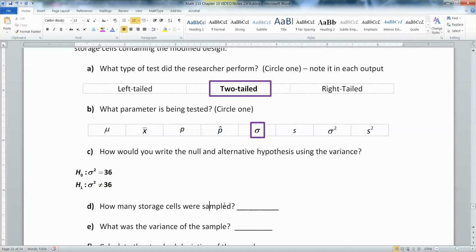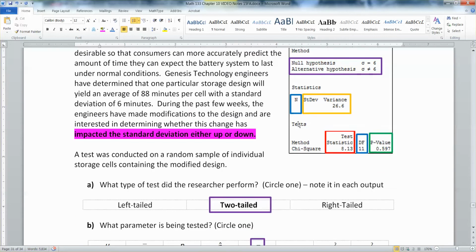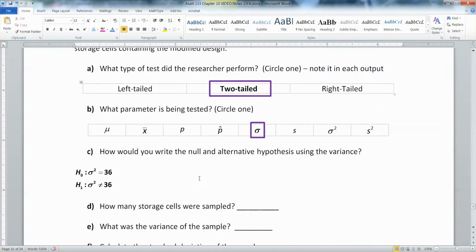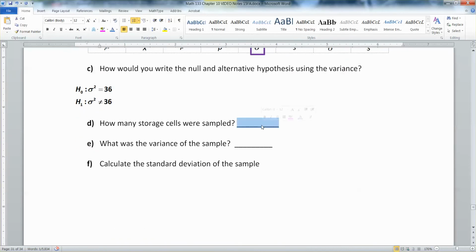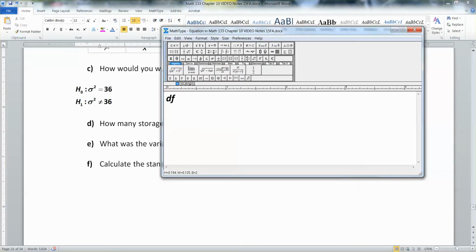Now, how many storage cells were sampled? And what was the variance? All right, storage cells sampled. You can see it would be right here in this little blue box, but I took that blue box away from you. And that means you're going to have to use the degrees of freedom. So the degrees of freedom is 11. And that means that your sample size is 12, right there.